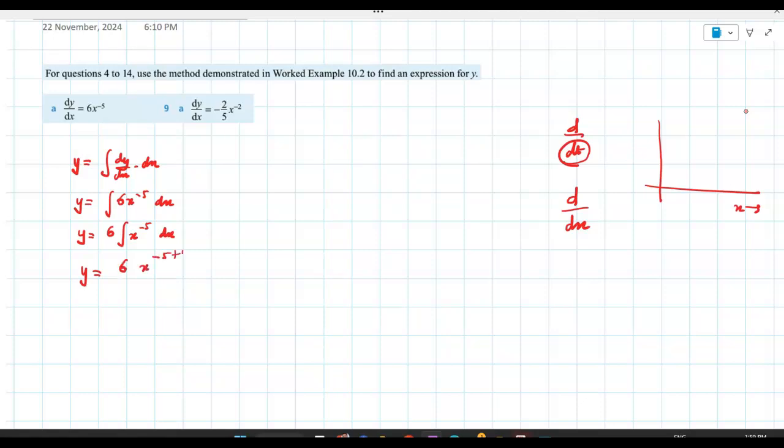6 times x raised to minus 5 plus 1 upon minus 5 plus 1, plus c, correct? So that's minus 6 upon 4 x raised to minus 4 plus c, which is minus 3 over 2.